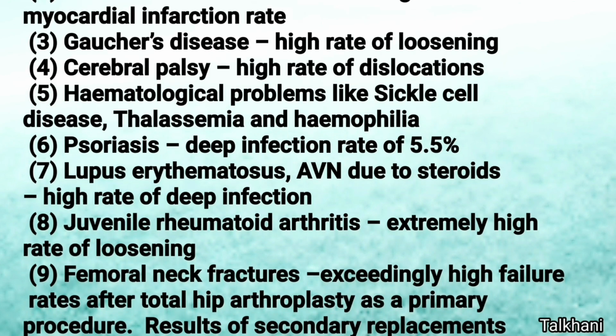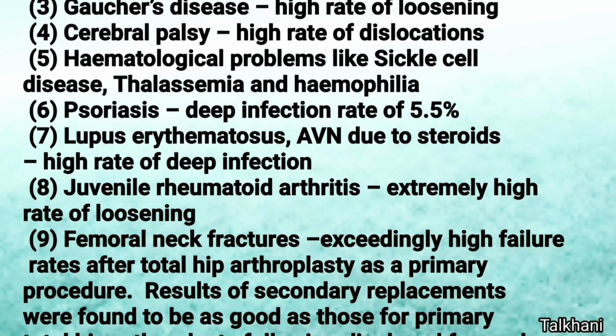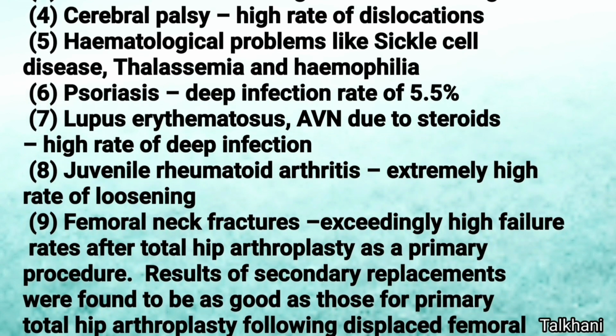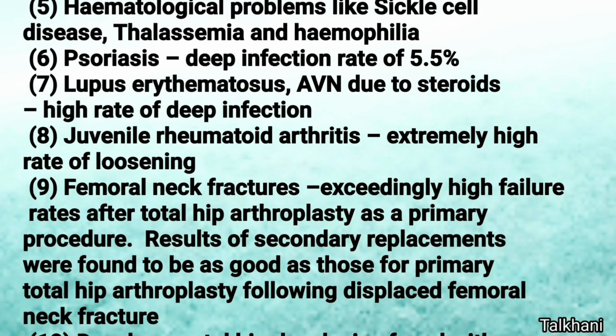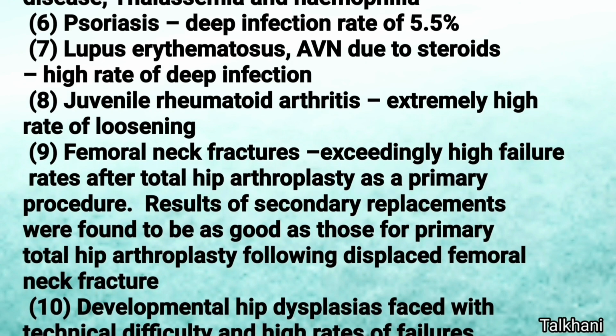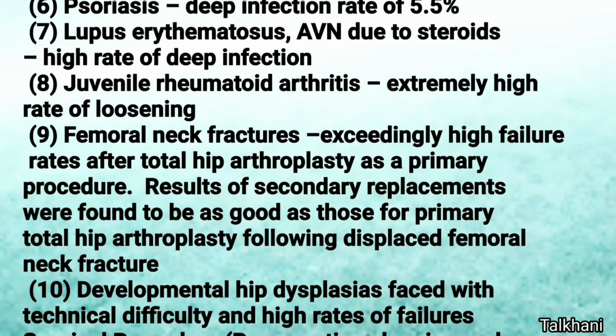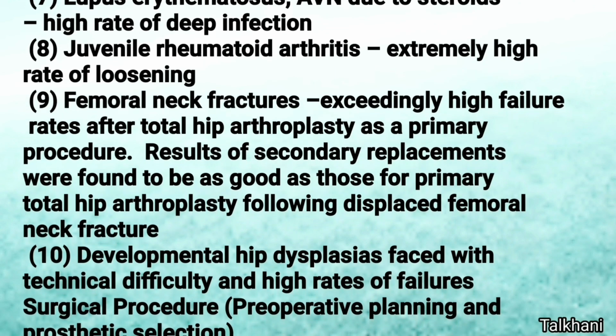Femoral neck fractures have shown exceedingly high failure rates after total hip arthroplasty as a primary procedure. Results of secondary replacement were found to be as good as those of primary total hip replacement following displaced femoral neck fractures. Developmental hip dysplasias are faced with technical difficulties and high rates of failures.